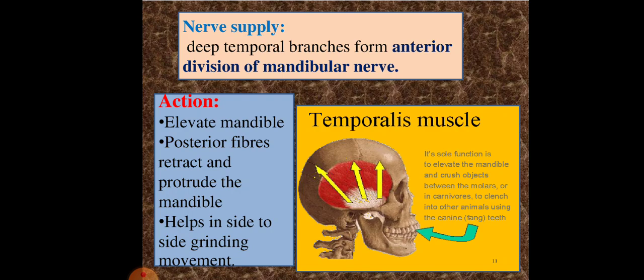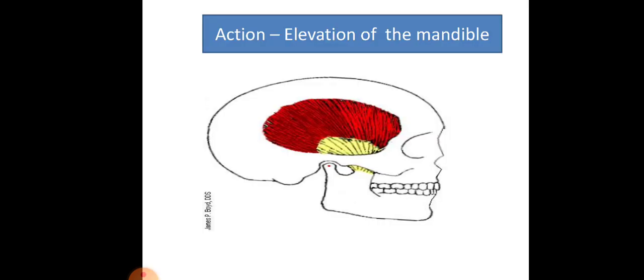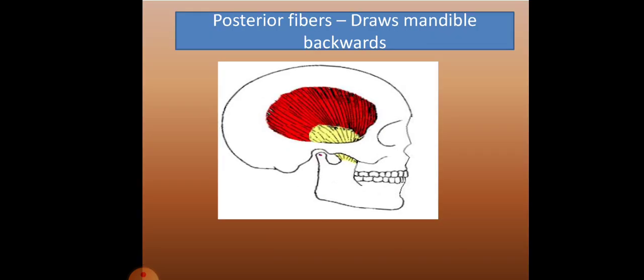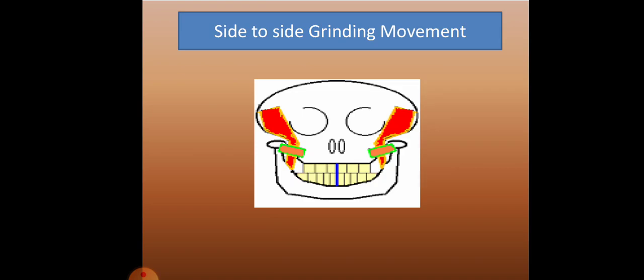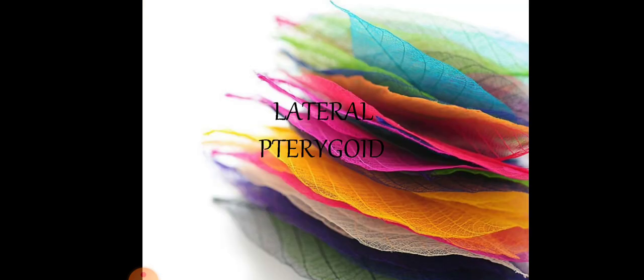The sole function of the temporalis is to elevate the mandible and crush objects between the molars, and in carnivores to clench onto other animals using canine teeth. So this elevation of the mandible is done by the temporalis muscle, and the posterior fibers draw back the mandible, and the side to side chewing movement is also done by the temporalis muscle.